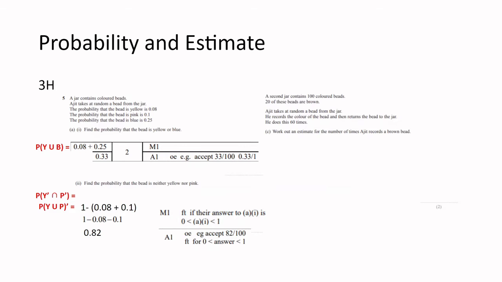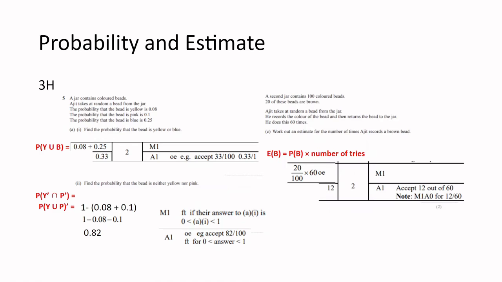For question C, estimating the number of brown beads a G records, estimation should be given as some fraction of the number of tries, and that fraction that you should use should be the probability of success. That's the probability of getting a brown bead. The probability of getting a brown bead is 20 over 100 because there are 20 brown beads in the 100 beads altogether. And we're multiplying that by 60 because that's the number of tries we're taking. We don't expect all of those beads to be brown, but we do expect this fraction of those beads to be brown. So that works out to be 12.